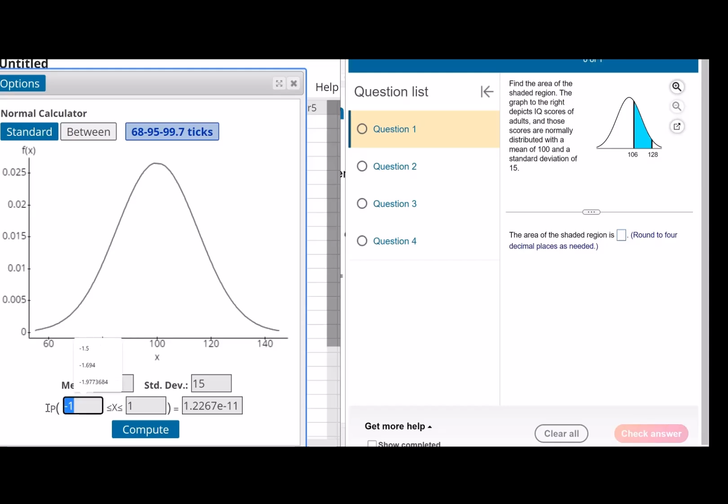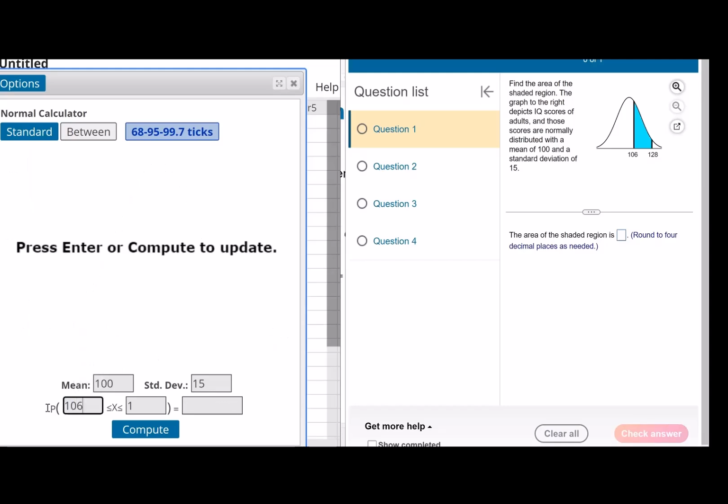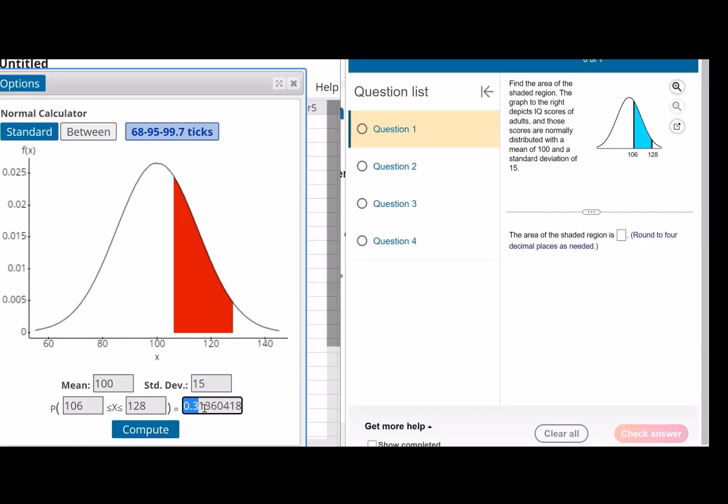My lower limit is 106. My upper limit is 128. And I hit compute, 4 decimal places, copying it and pasting it in.